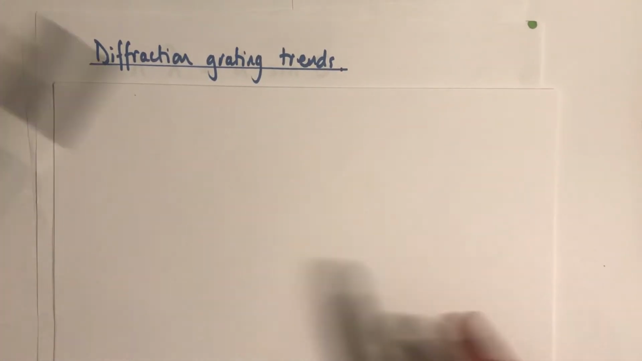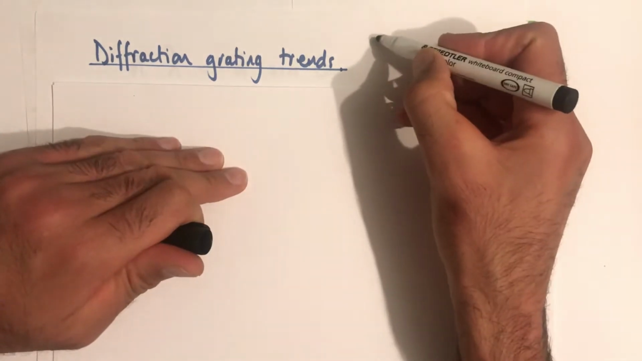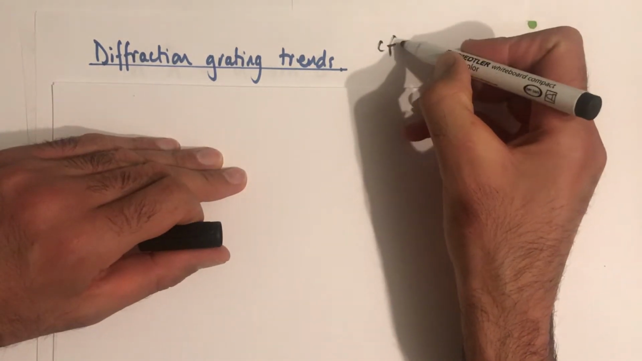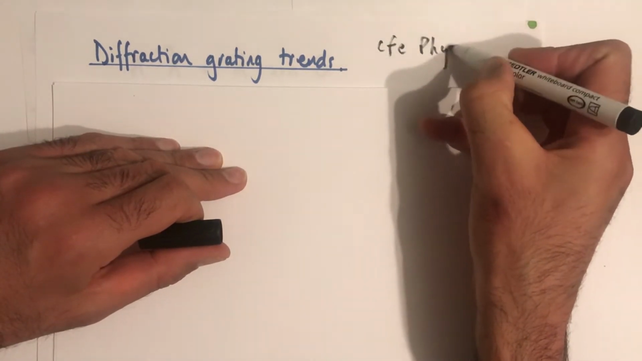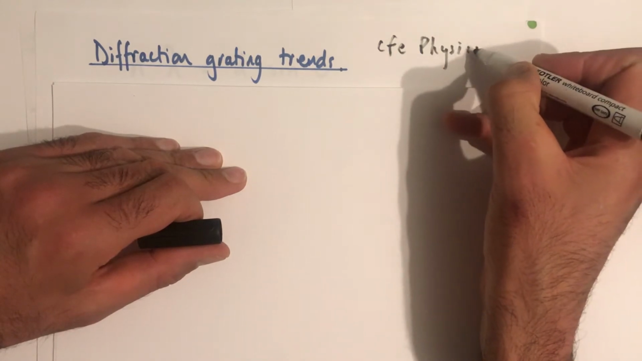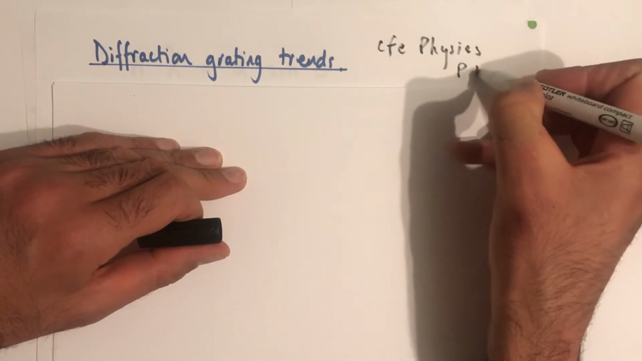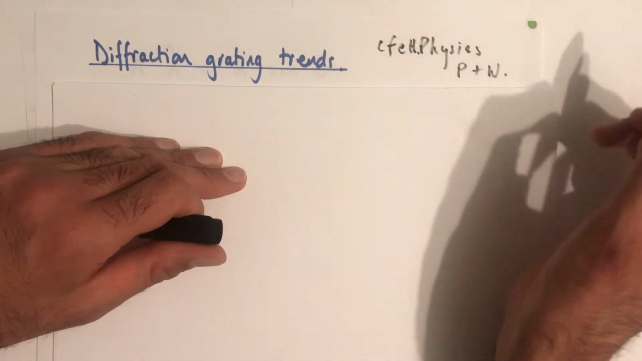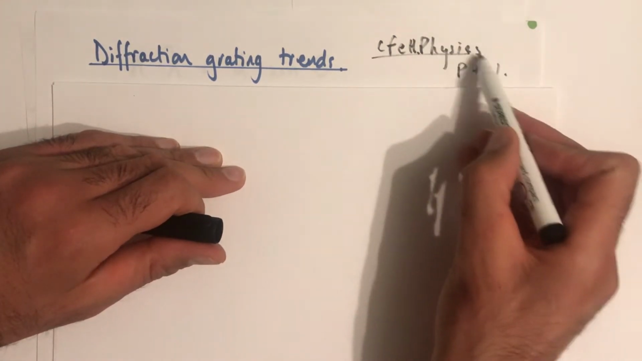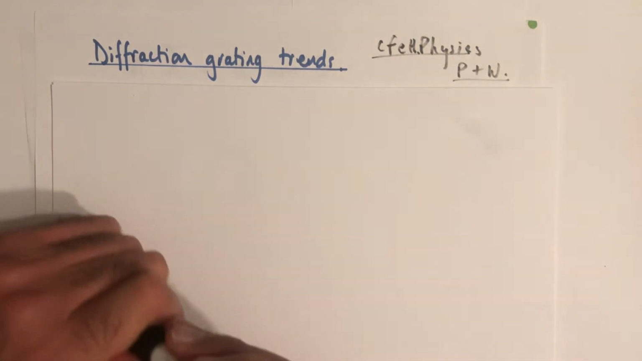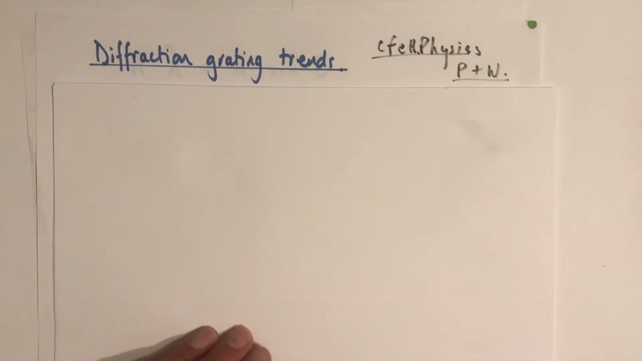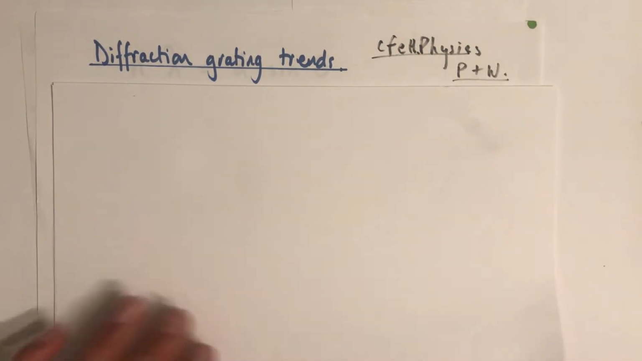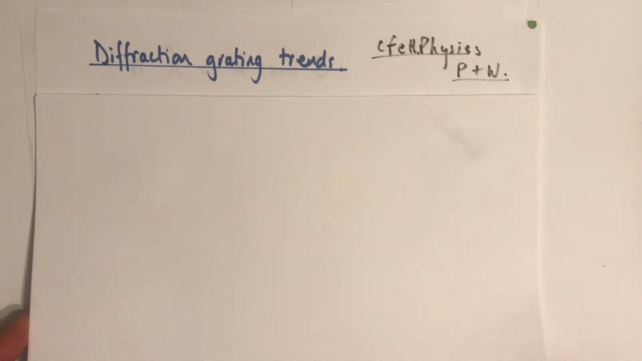So this is part of our CfE Higher Physics particles and waves. We're just quickly looking at some extra bits relating to diffraction gratings. The main reason for this is I felt that in the other section it had gone on too long, and there are a few more points that we really did need to discuss.